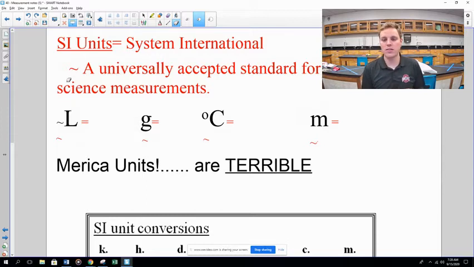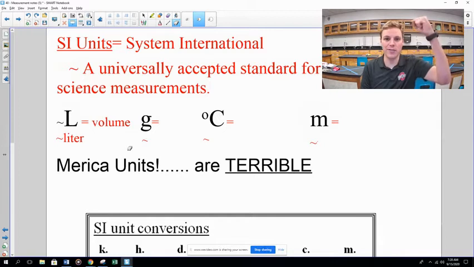So these are the units that you'll use if you move to China, to Australia, to Scotland, to South Africa. It doesn't matter. These are the units that are accepted in the scientific community, no matter where you go. Okay? So instead of gallons, the world recognizes liters to measure volume. Instead of our American pounds, the world recognizes grams to measure mass.